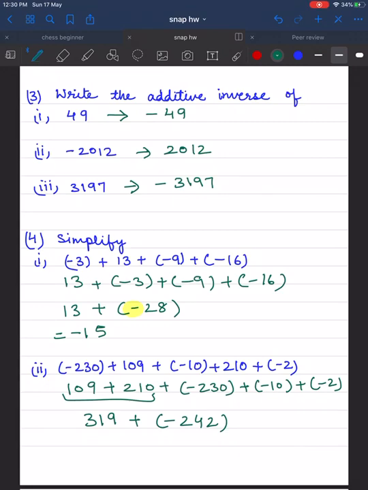Now the two integers have opposite sign, so I find the difference of their absolute values. So 319 minus 242, I get 77. And since the greater absolute value is positive here, our answer is 77.